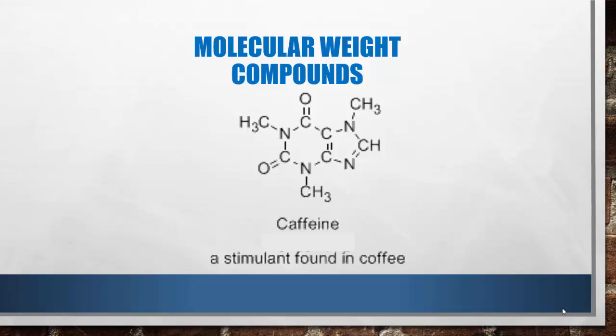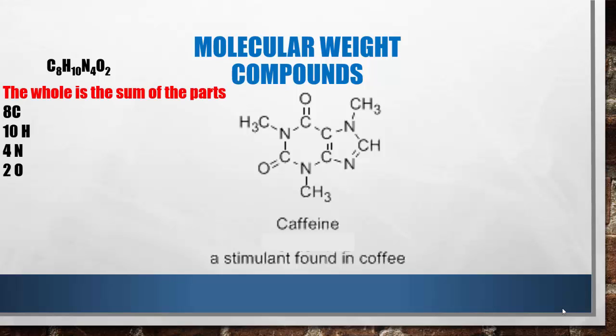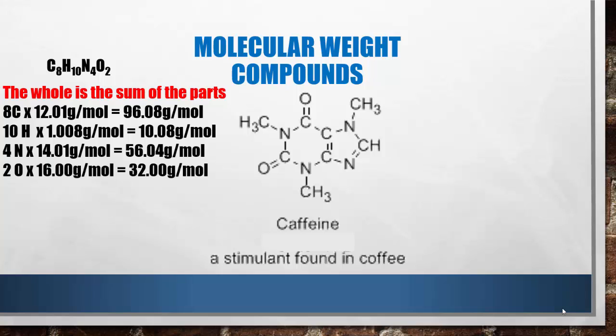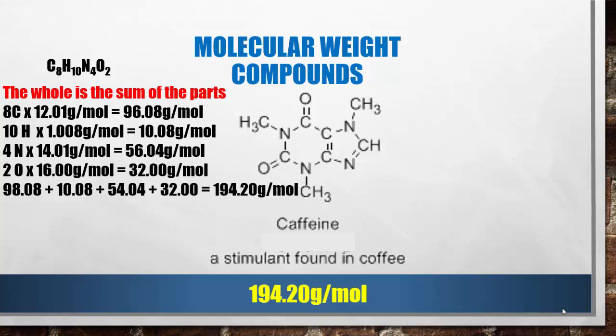So here's one for you to do. Caffeine. Stop the video and figure it out, then come back. I'll give the correct answer, walk you through it, and then we'll be done. The correct answer is 194.20 grams per mole. So we start here and come up with the correct molecular formula. Identify how much of each element we have. Remember that the whole is the sum of the parts. So we multiply each element by its molar mass to get the individual contributions. Sum up the parts, with correct significant figures, and we get the answer of 194.20 grams per mole.